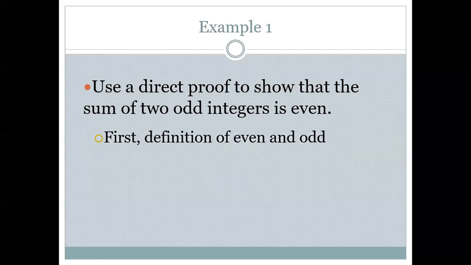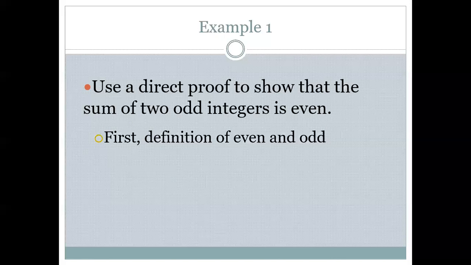Okay, use a direct proof. So when I say direct proof, what are we thinking? What argumentative style? Modus ponens. You assume some kind of if part and you work towards some kind of then part. Use a direct proof to show that the sum of two odd integers is even. By the way, do you believe that? Just think about some examples. This is what mathematicians do all the time.